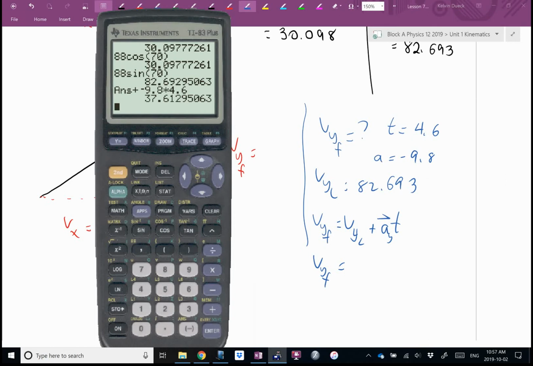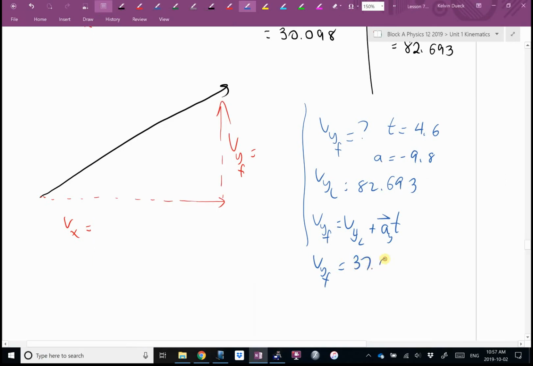37.613. That's a nice place to round off. Is that what you all got as well? 37.6, round 3. If you used 613, if you used your answer button, that 3 might be a little bit different if you used the 82.693 and didn't use your answer button. Yes? People nodding? So 37.613. And Vx was 30.008.